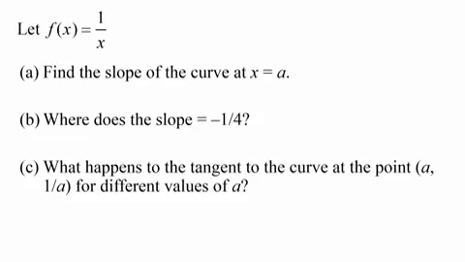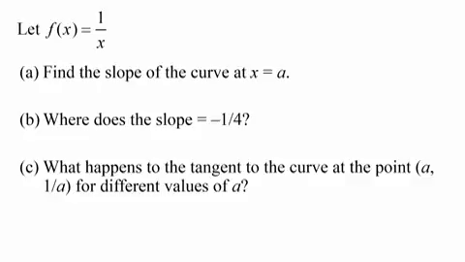Part C is asking what happens to the tangent to the curve at the point a comma 1 over a for different values of a. Well, our slope expression, negative 1 over a squared, is always negative. So as a goes to 0 from the right side, the slope approaches negative infinity, and the tangent becomes increasingly steep. The same is true as a goes to 0 from the left. As a moves away from the origin, the slope approaches 0 and the tangent line becomes increasingly horizontal.